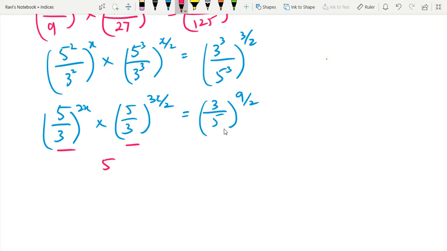Now, as you can see, both the bases here are the same, so I can apply the indices rule again and combine them into a single base. So the powers will add up together: 2x + 3x/2.